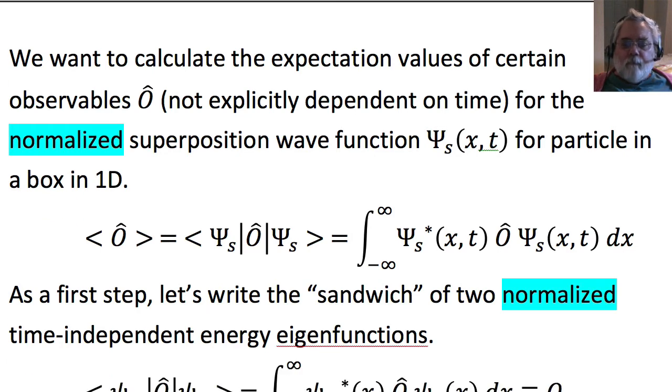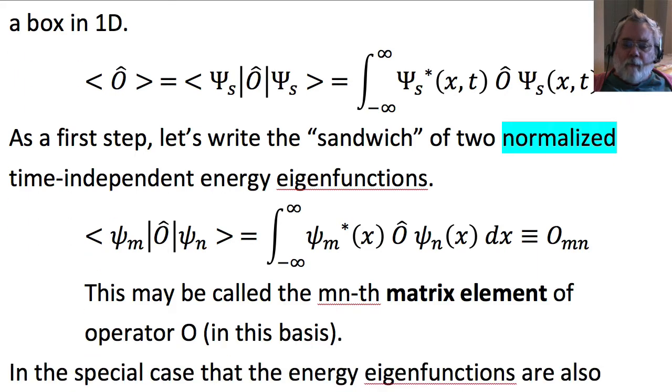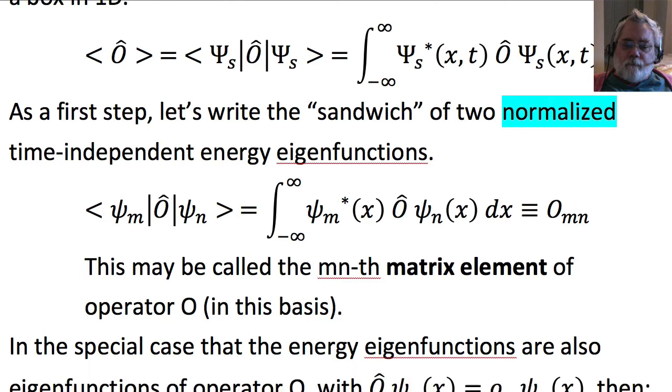As a first step, let's write the sandwich of the two normalized time-independent energy eigenfunctions. So lowercase psi sub m, O operating on lowercase psi sub n. That would be this integral, and big O sub m n is defined as that. You may see this in books called the mnth matrix element of operator O in this basis.